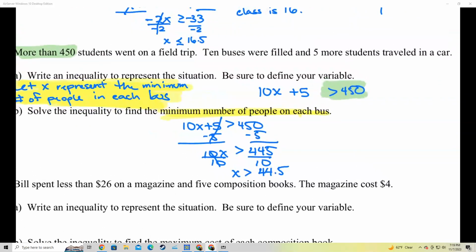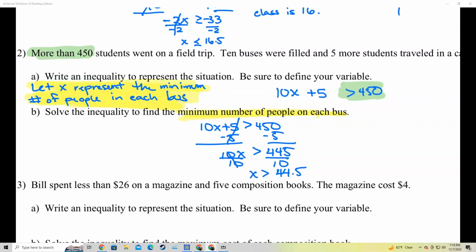What did x represent? X represented the minimum number of people on each bus. And that's saying I need to have at least 44.5 people. Well, you can't have 44.5 people, so the least number of people on each bus needs to be 45 if we want to spread them out evenly. So the least number of people on each bus is 45.